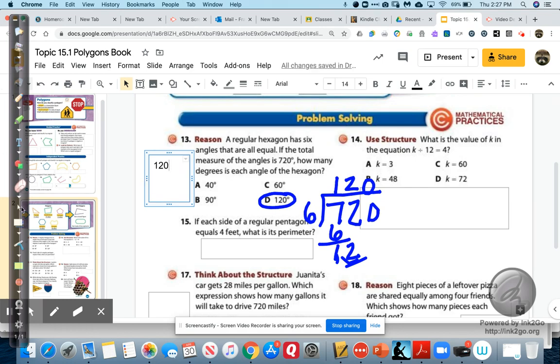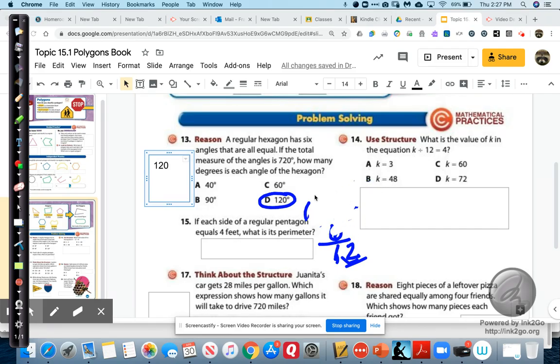Okay, let's erase that so that it's not blocking our next question. Our next question states, what is the value of k in the equation k divided by 12 equals 4? Well, again, what divided by what? Remember, the opposite of division is multiplication. So what I can do is multiply these two numbers, and 12 times 4 is, if you know your multiplication facts, 48.